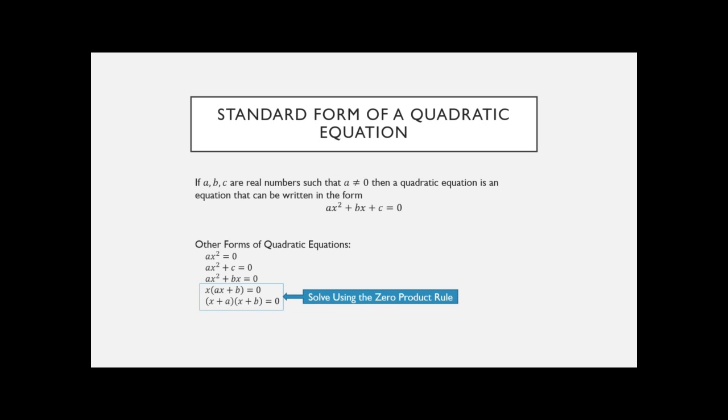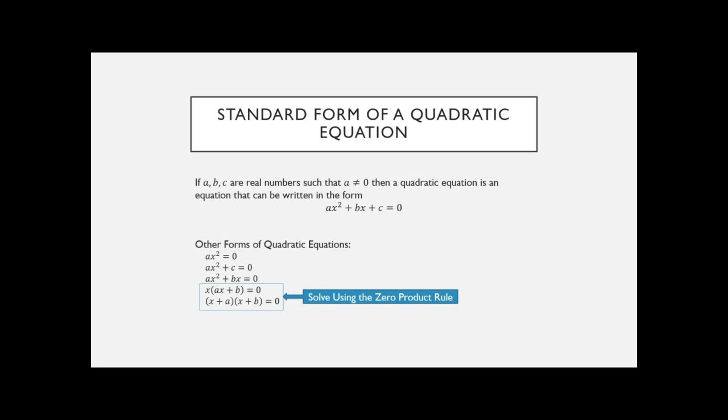The 2 bottom ones don't look quadratic, but they still are if you were to multiply them out. And the 2 bottom ones are the types that we are going to be solving. Those are the kind that you solve using the zero product rule. So it's something like an x term times something else with an x, or something with an x times something with an x. Those are the 2 forms, and these are the forms where the expression is factored.